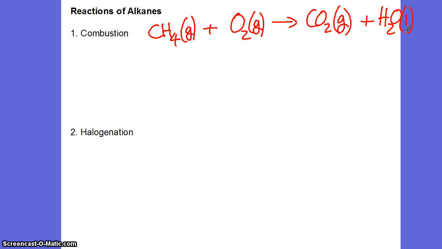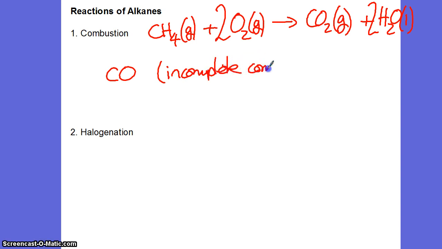And you obviously need to balance that, so we've got 4 hydrogens, 2 over here, so we'll put a 2 over there. Now we've got 4 oxygens on the right, only 2 there, so we need to double that. Now that only works if you've got sufficient oxygen in there. If you've not got sufficient oxygen in there, worryingly, you produce CO, okay, and that's from incomplete combustion. Okay, now that's if there's not enough oxygen in there.